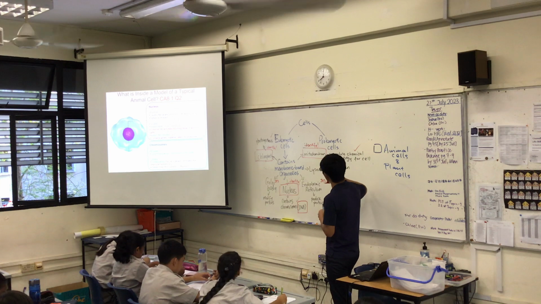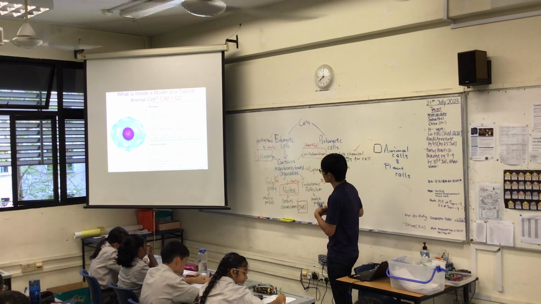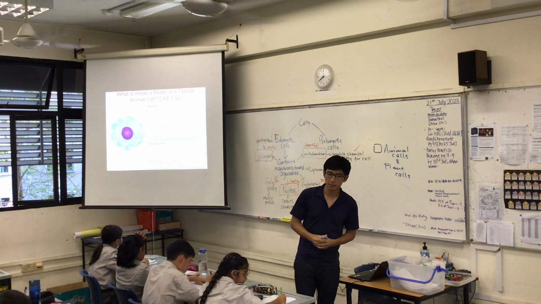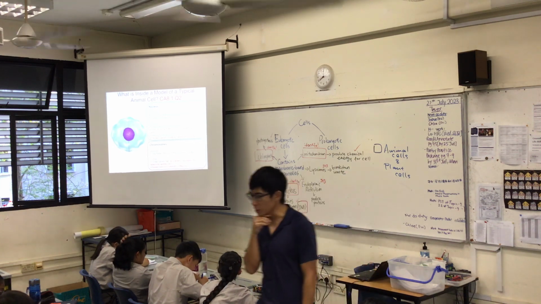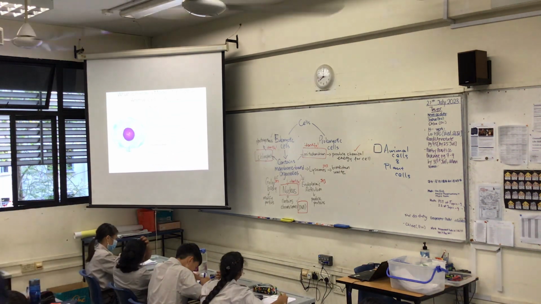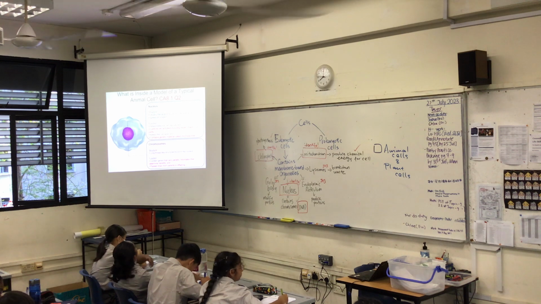Okay, so you're expected to know the function of each part of the cell. In primary school, maybe your teacher just told you about the parts, but you're expected to know the function at the JC level.